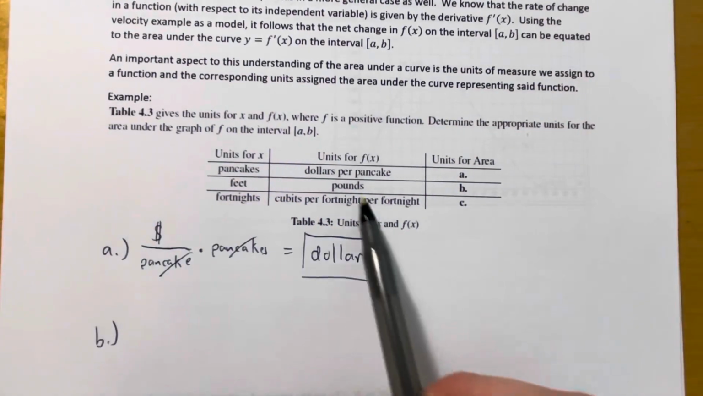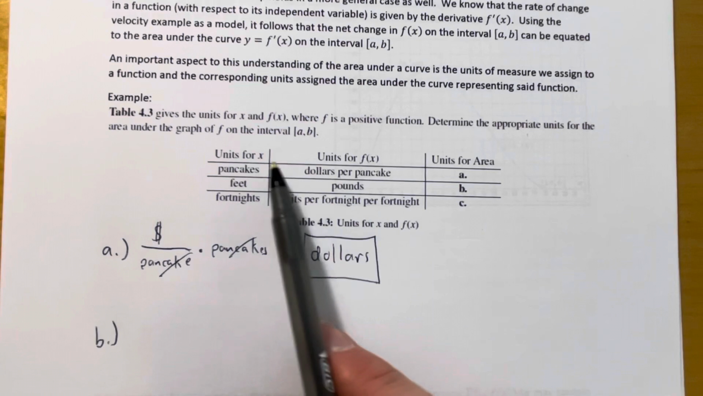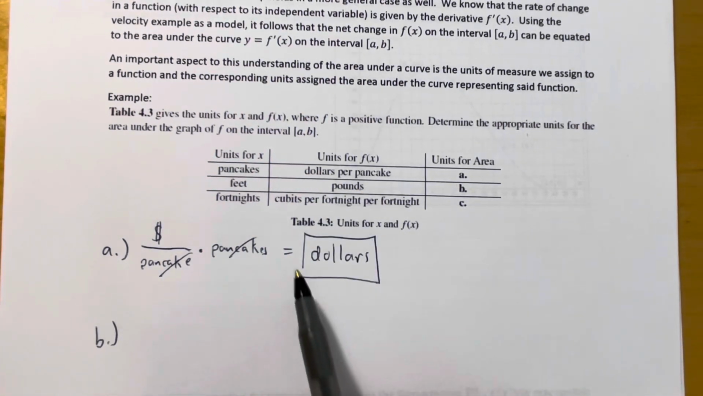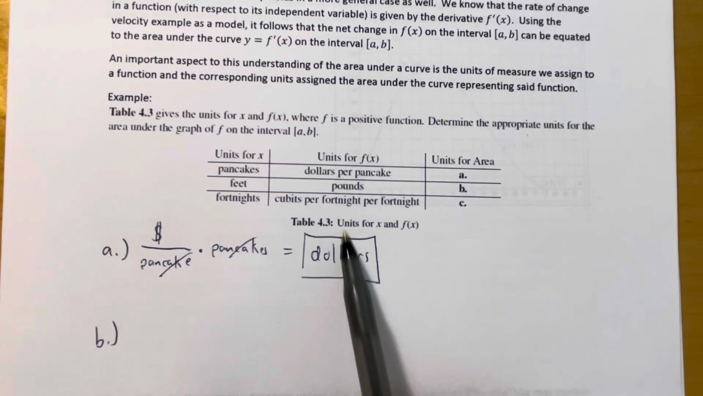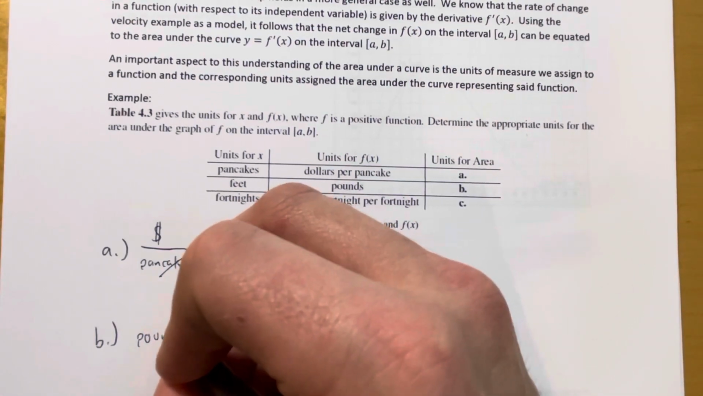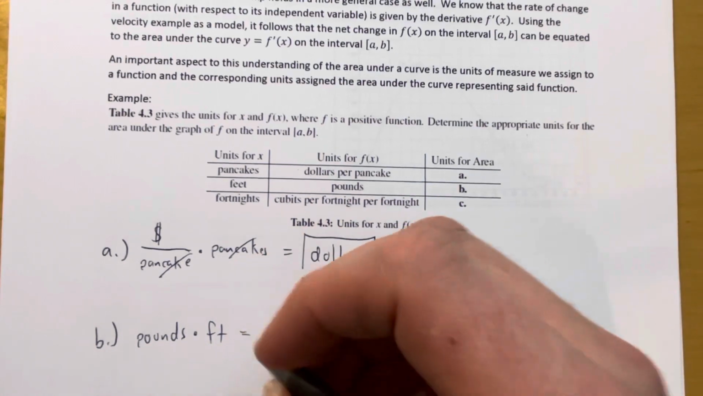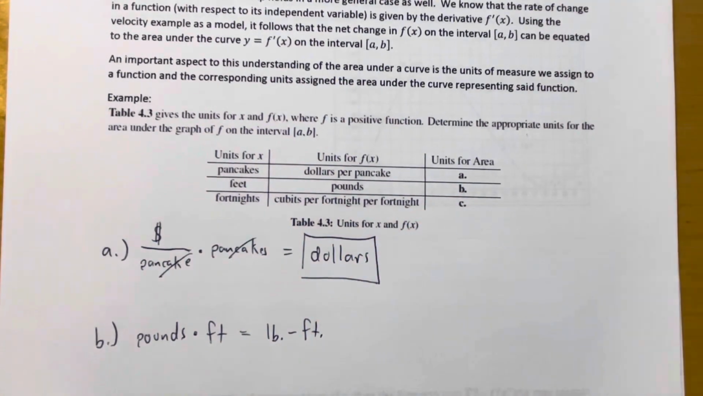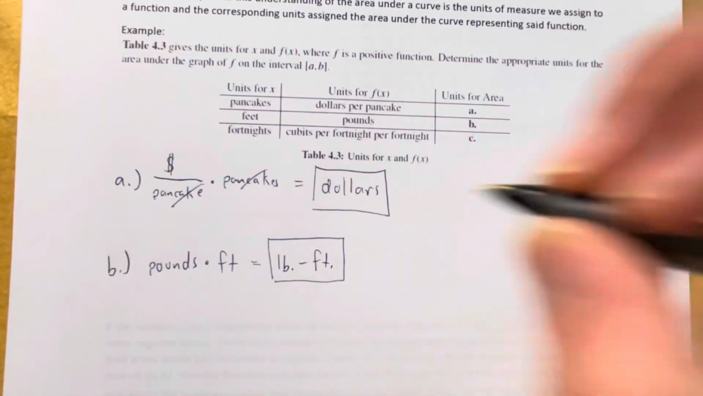B, what about this? If the units for f of x are pounds and the units for x are feet, then what are the units of measure here? So this time the units for f of x do not look like a rate. There's no per in there. So it's just pounds times feet. And we actually call this pound feet. This actually has a name. It's a unit of force that's used in physics a lot.